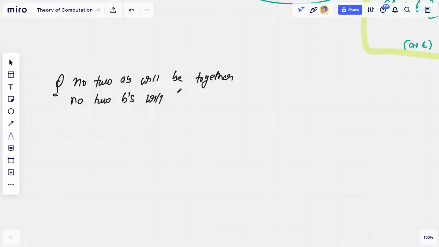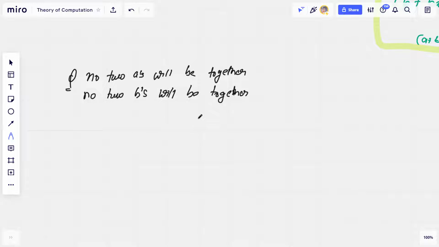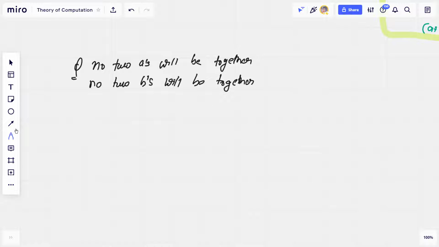and no two B's will be together. Okay. By the way, if you still don't get the previous example, I request you to watch it again. I feel like I have covered every possible way I could have explained it. So please try to understand it. Watch it one or more times. You will definitely get it. Okay, coming to this question, no two A's should be together and no two B's should be together. So now B can also not be followed by B.